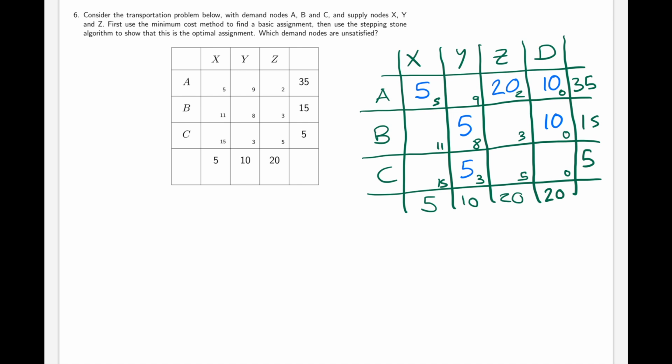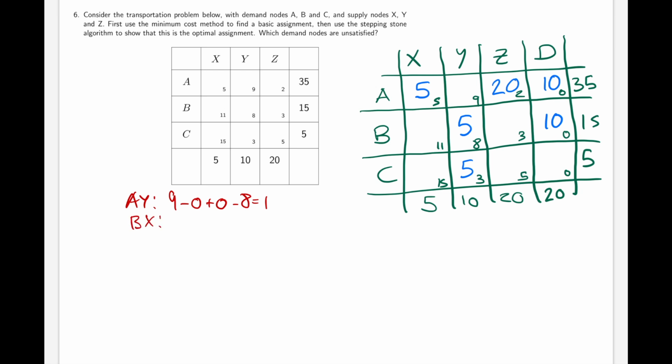The question then asks, use the stepping stone algorithm to show that this is an optimal solution. So let's begin the stepping stone algorithm. We will consider every non-basic route. So first we will consider AY. The loop here is this, given a net unit cost of 1.